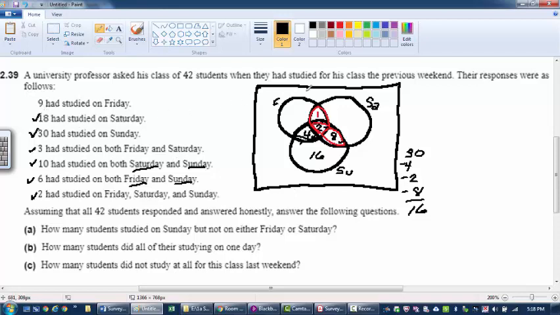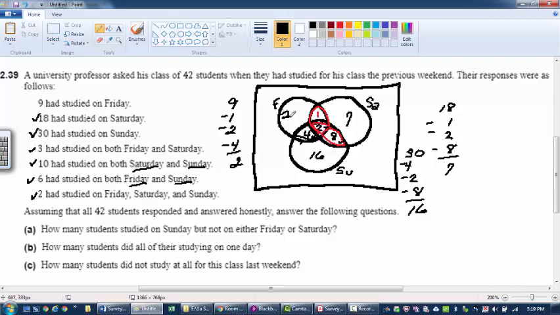Next, let's do 18 studied on Saturday. So for Saturday, we have 18. We're going to have to subtract off 1, 2, and 8. And that will leave us with 18 minus 10 is 8, minus 1 is 7. So we're going to have 7 students in here. And for Friday, we have 9 students. So 9 minus 1 minus 2 minus 4 will give us 2 students studying only on Friday.